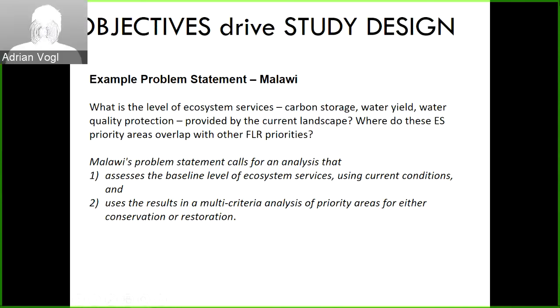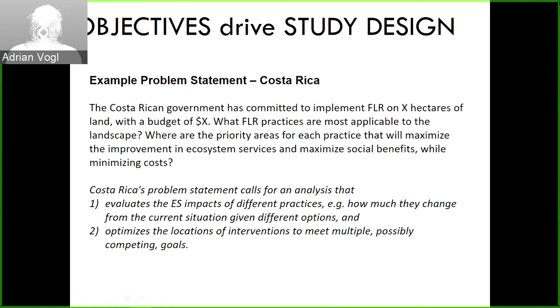And we can contrast that with an example problem statement from Costa Rica, which is not the official problem statement by the IUCN team in Costa Rica, but was something that I think illustrates the issues that we've seen when working with the Costa Rica team. In that case, their question's a little different. They've already committed to implement FLR on a certain amount of land, and they have a certain budget, and they want to know, to implement this, which FLR practices are most applicable, and where are the priority areas that I should implement each practice, because I want to maximize the improvement in multiple services and social benefits and also minimize costs.